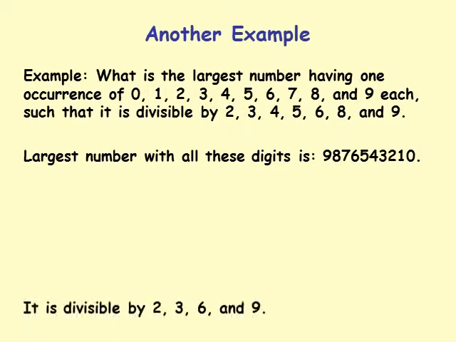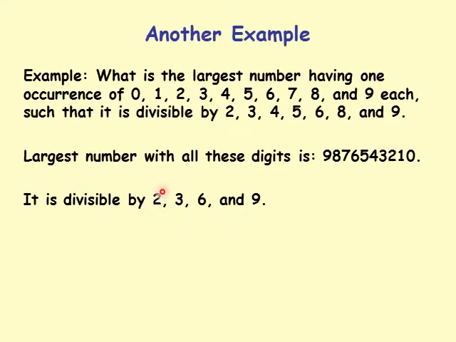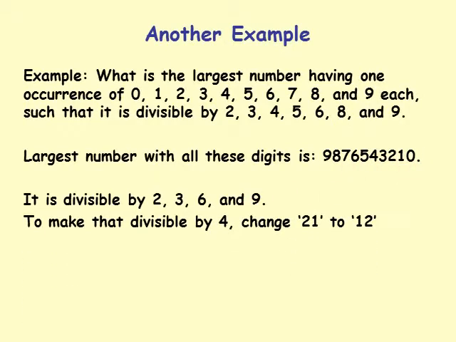Okay, let's continue. Is this divisible by 2? First check its digit sum. The digit sum of the number is 9, and it's even. So it's divisible by 2, 3, 6, and 9. It's also divisible by 5. But it's not divisible by 4, because the last two digits, 10, are not divisible by 4. But if I change that to 20 by interchanging the digits, then that's divisible by 4 also.